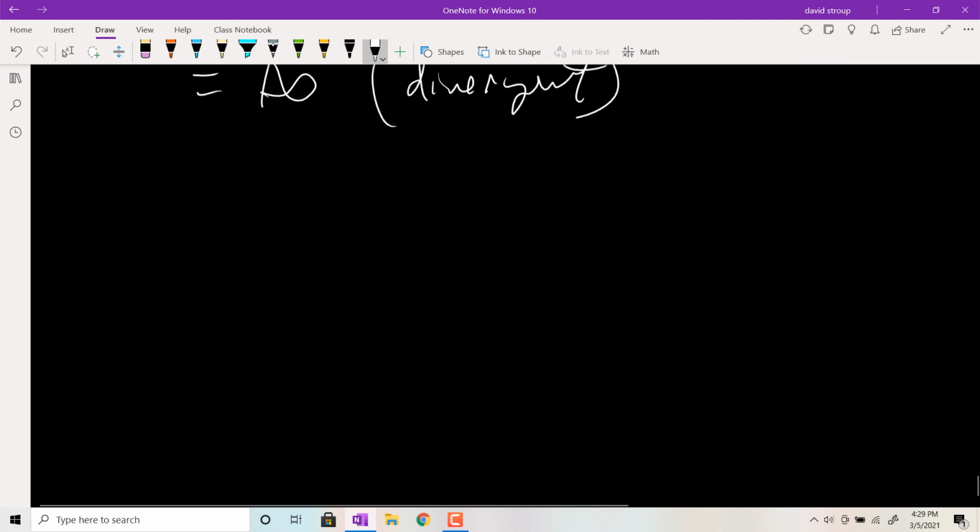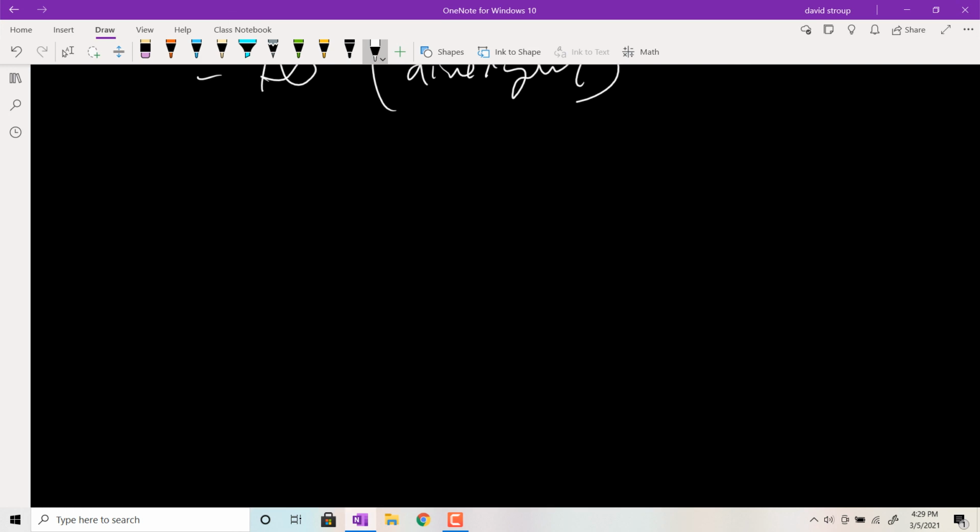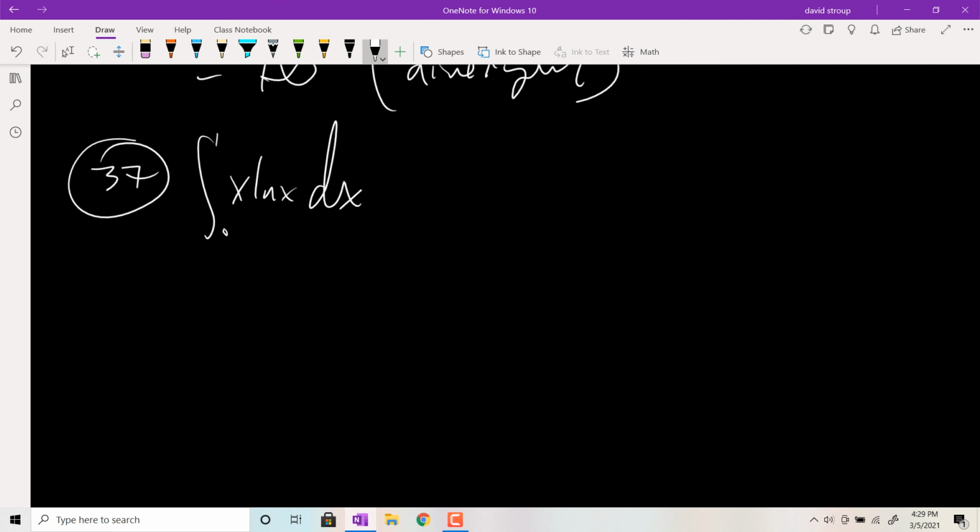Okay, let's look at one of the infinite discontinuity problems. This one's a little bit longer. Number 37, going from 0 to 1 of x ln x dx. So the issue here is at 0, because ln x is not defined at 0. So we're going to have to take the limit as we approach 0, but we have to be careful about the direction of approach, right?